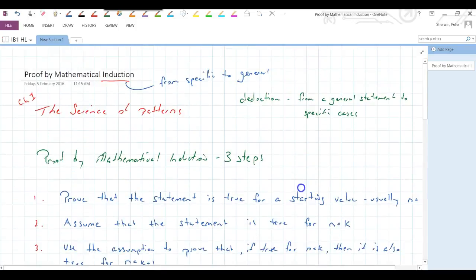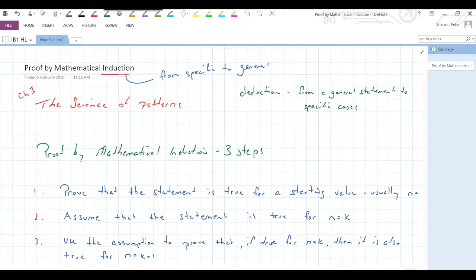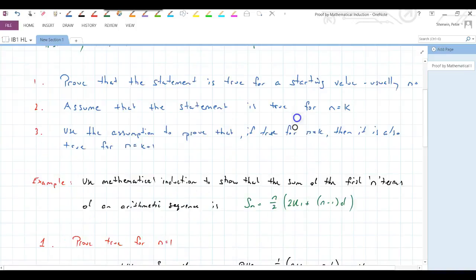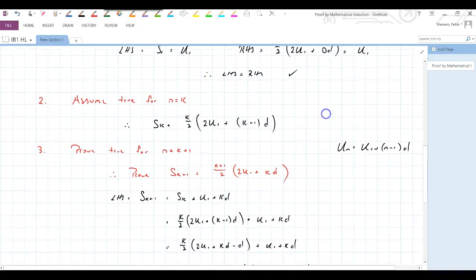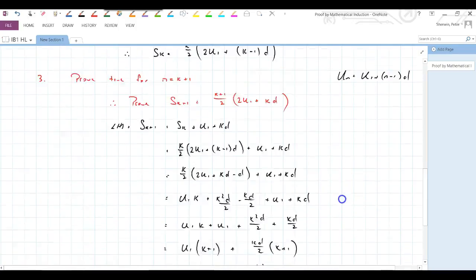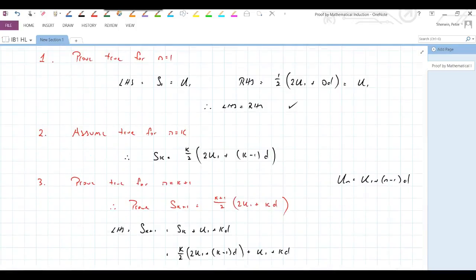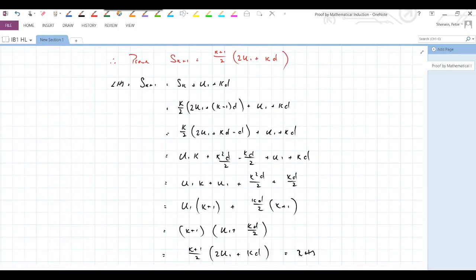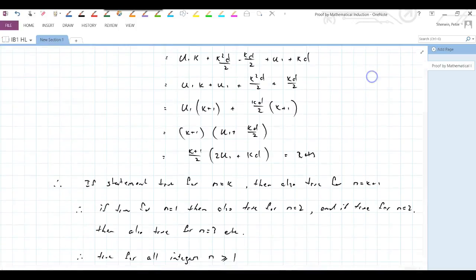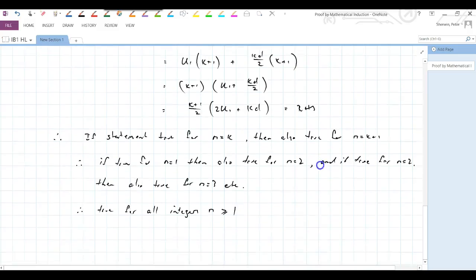And just to recap, the induction means we're going from specific to general, and you can see that's exactly what we've done. We've taken a specific value, and then we've generalized from there. And as a three-step process, we're able to use that domino type effect to demonstrate that that statement is true for all values of n. If it's true for n equals 1, it's going to be true for n equals 2, and so on and so forth. Okay, we'll leave it there.